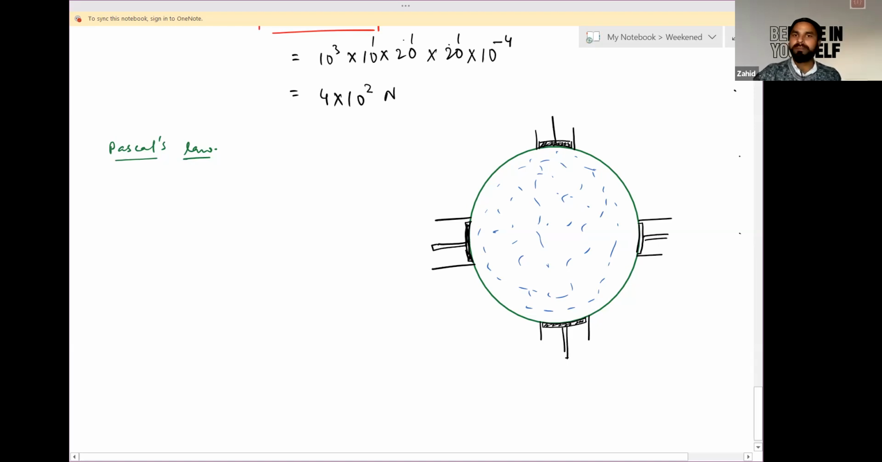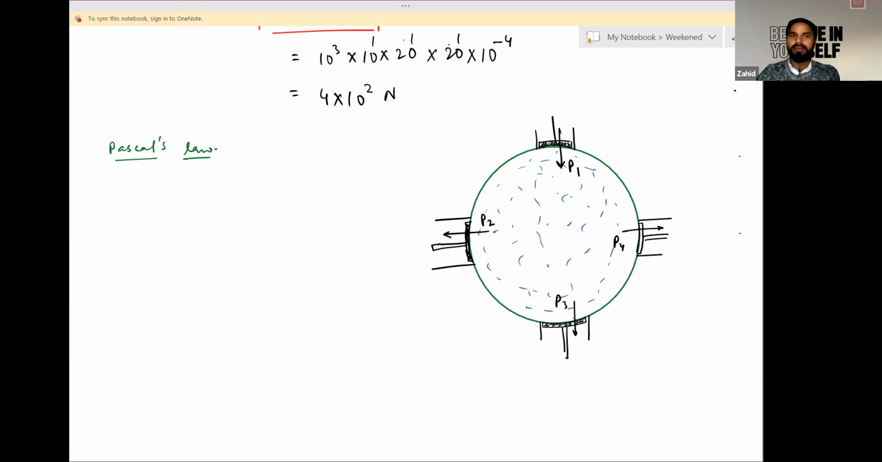So if a pressure P1 is applied at any one end of this enclosed non-viscous liquid, the pressures exerted at this point, P2, at this point, P3, and at this point, P4, would all be equal.